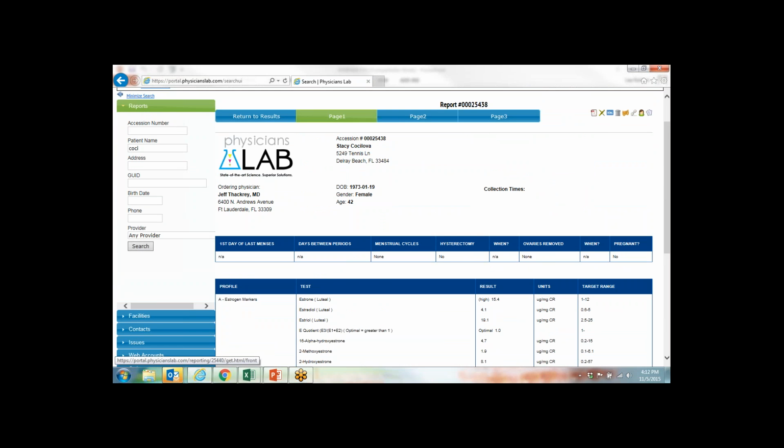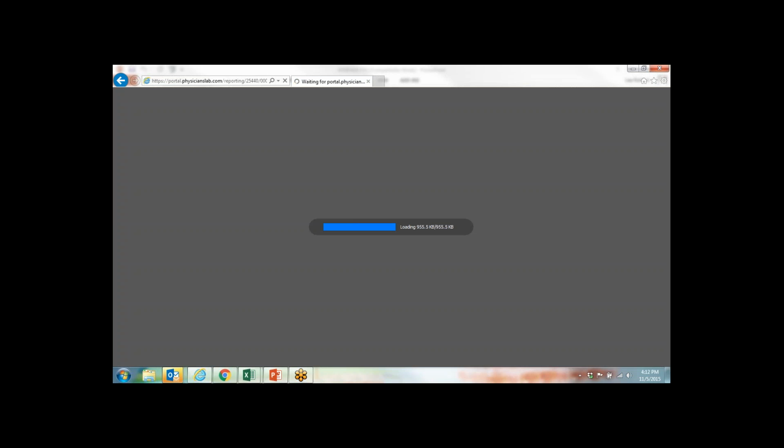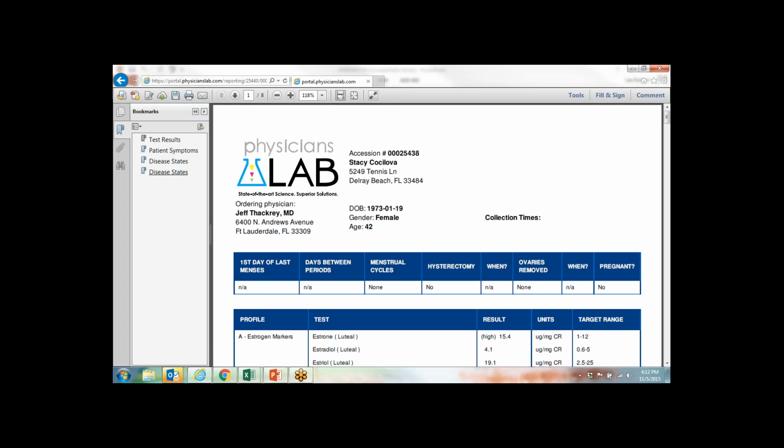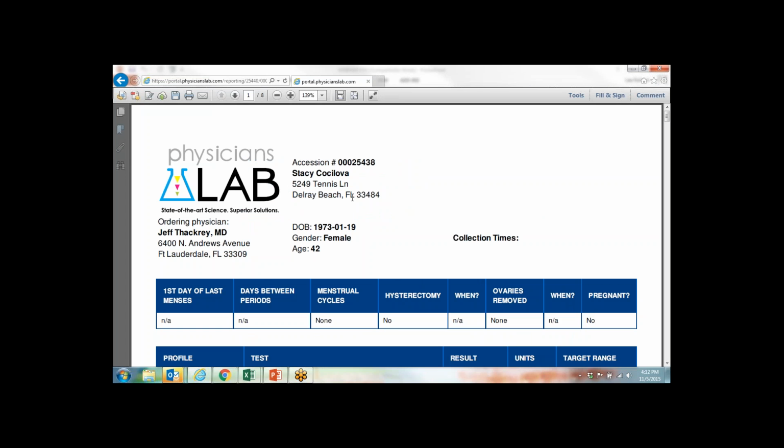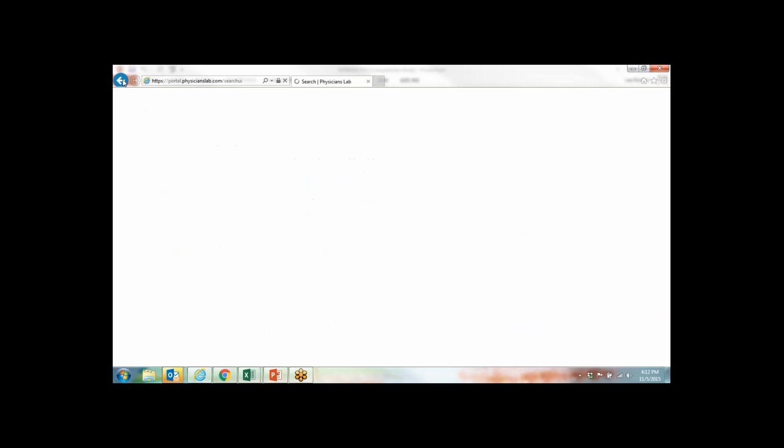So the reports can be viewed in HTML version or PDF version. I find it a little bit easier during these trainings to go through the PDF, so I'm going to go ahead and open the PDF. At the top of the report, we have the patient information, then we have the practitioner information over here. This information is in the order itself. There are collection times. I neglected to complete my collection time, so I apologize for that.